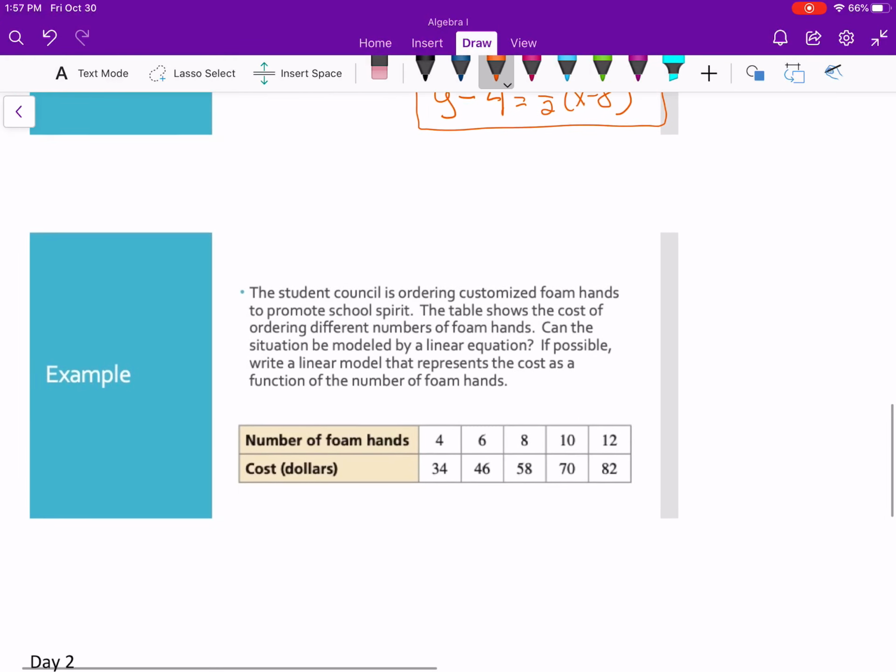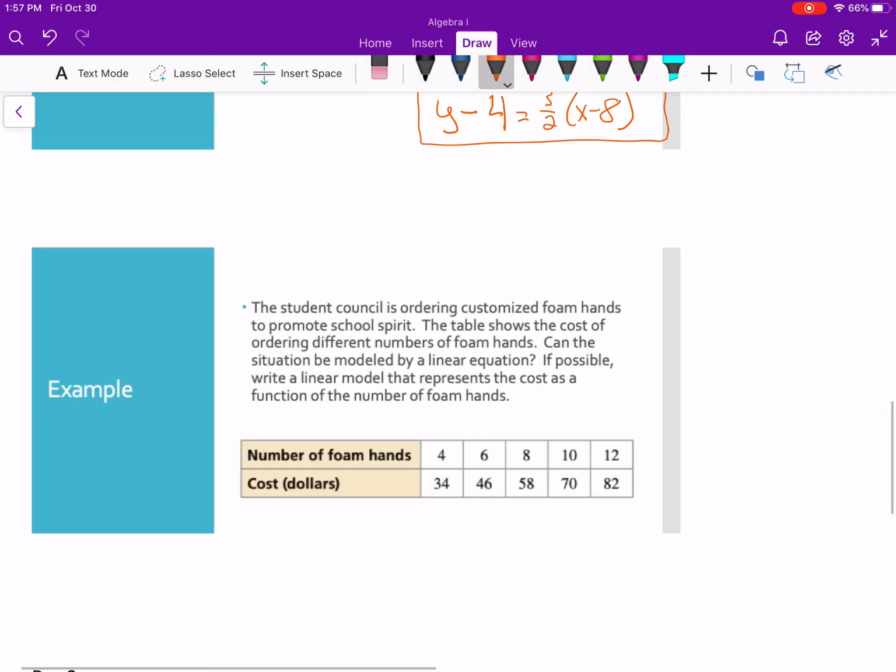So the Student Council is offering customized foam hands to promote school spirit. The table shows the cost of ordering different numbers of foam hands. Can the situation be modeled by a linear equation? And if possible, write that equation. So to know if it's linear or not, we need to see if the cost per foam hand stays consistent, or if it goes up by the same amount each time.